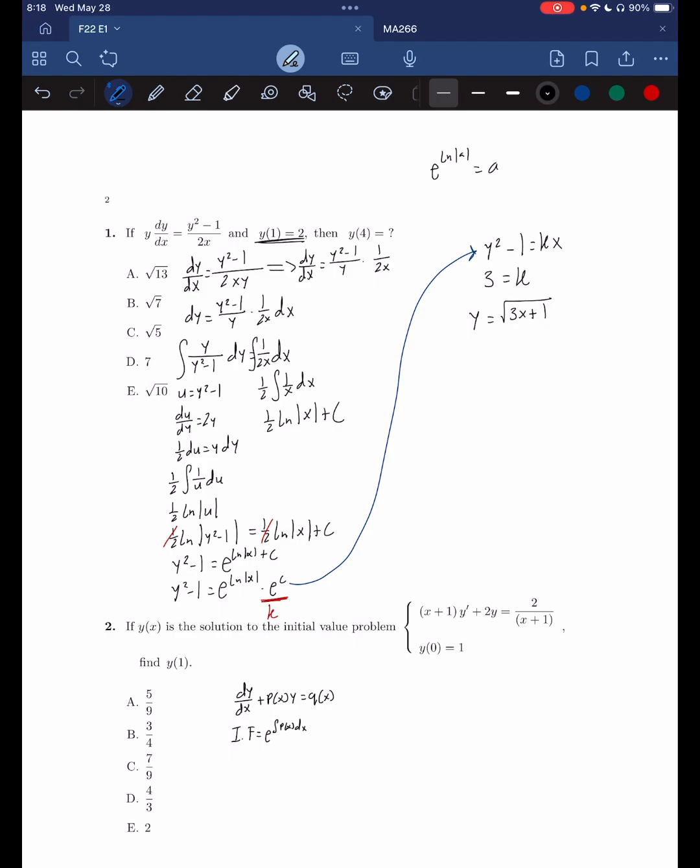So now we're asking, what is y of 4? Well, for y of 4, you're just going to plug in 4 for x, and you get y equal to the square root of 13. And I get a. That's up there. Just double check that that's the right answer.